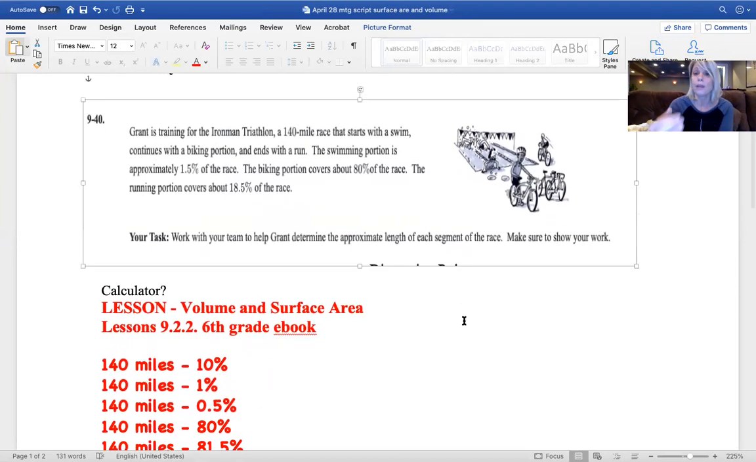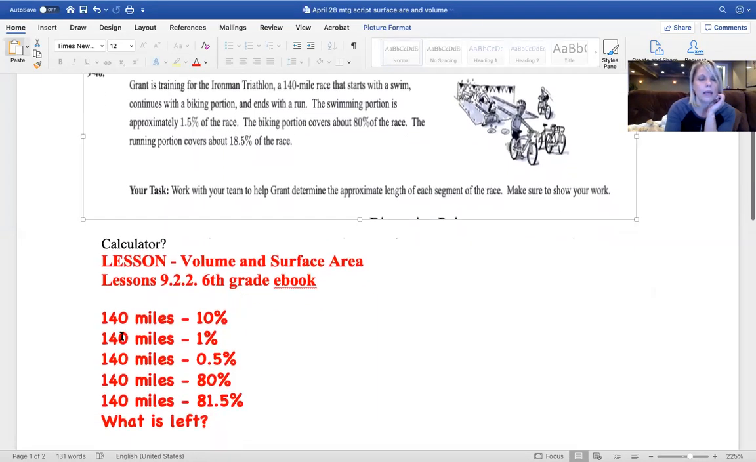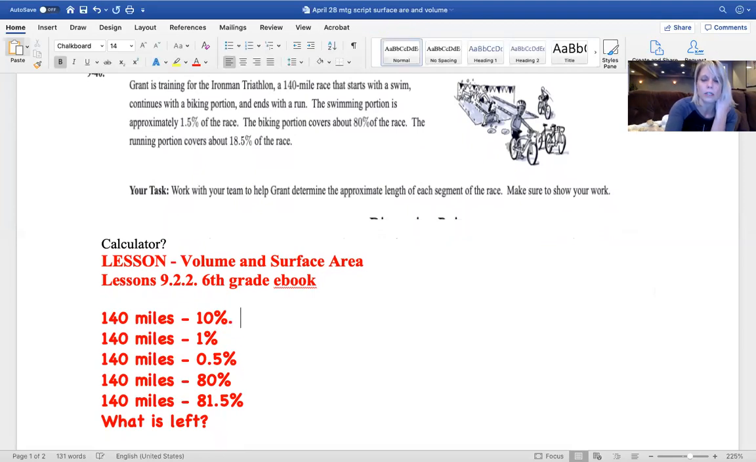Now, we're going to use the equation to do this also, but I also want to show you a different way we can do these. So another way you can do this is mental math. Now, if you could figure out 10% of a number, you could figure out 1%, 0.5%, 80%, and finally 81.5%. So we're going to do this two ways. We're first going to do it by figuring out just 10% of a number, and then we're going to keep breaking this down. So I want to show you a different way before we go straight to the equation.